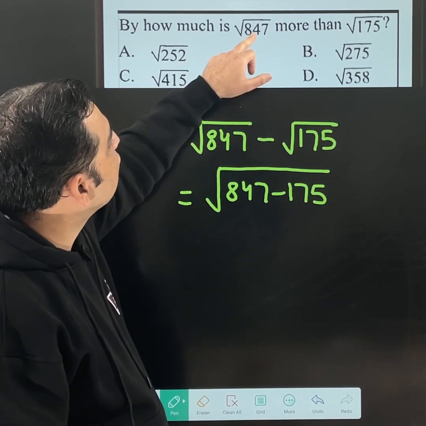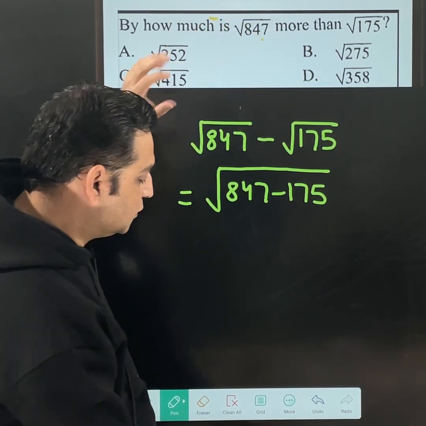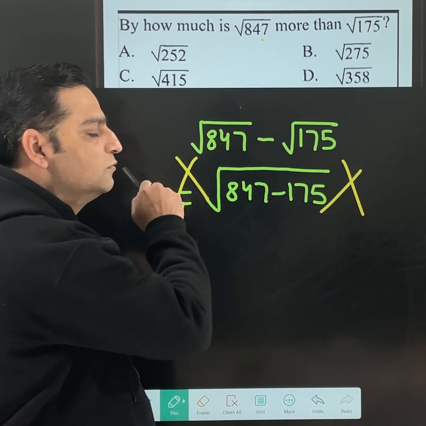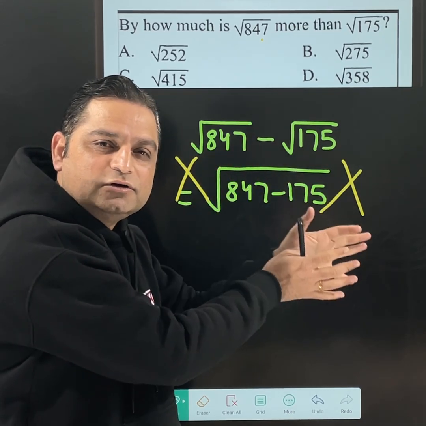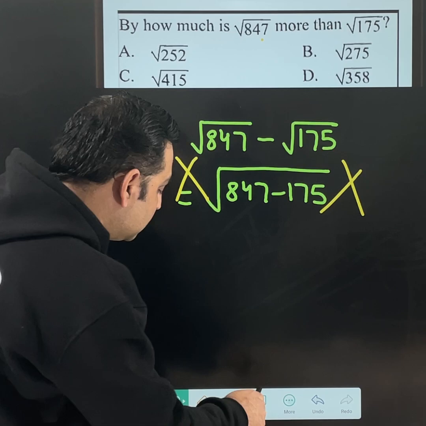How much is square root of 847 more than this means we need to find the difference of these, but finding the difference this way is completely wrong. We cannot find the difference between two square roots like this. This is a wrong way of doing it. Then what is the easiest way?